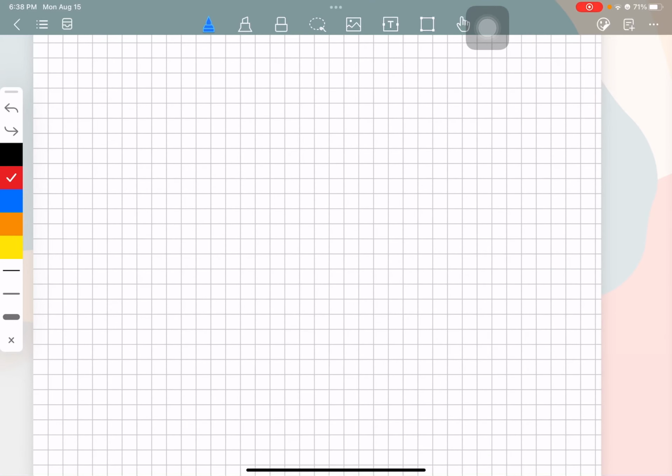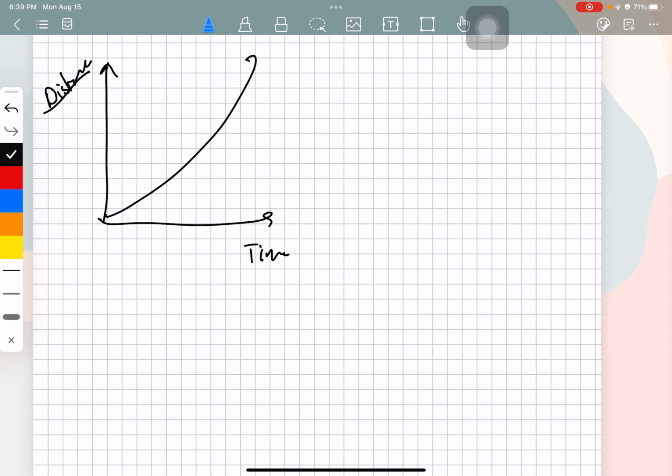Hello everyone, today we have a quick video talking about the different distance-time graph, velocity-time graph, and acceleration-time graphs. So let's say that you have this graph right here, and this is your distance, and this is going to be your time. Let's say your distance graph looked something like that. Here you have the distance on the y-axis and the time on the t-axis.